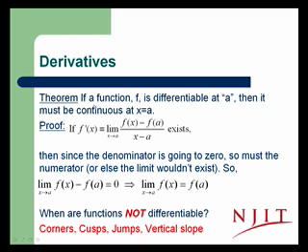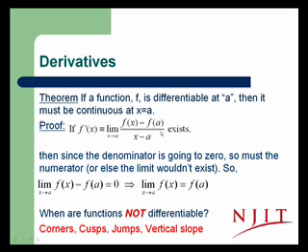One theorem that results from our definition of the derivative is that if a function is differentiable at a point x = a, then it must be continuous at x = a. And there's a simple proof of this. If the function is differentiable, that means the derivative exists. If the derivative exists, well, here we have the definition of the derivative: the limit as x goes to a of (f(x) - f(a))/(x - a).